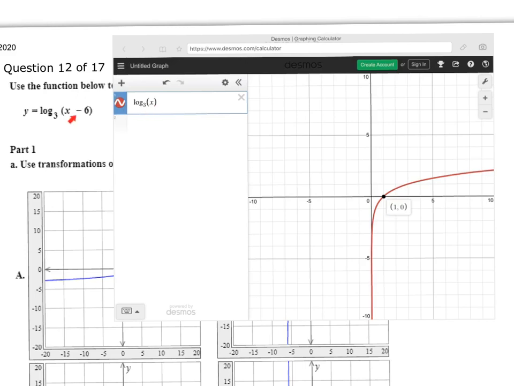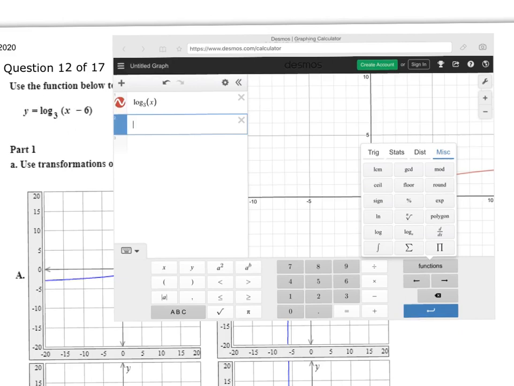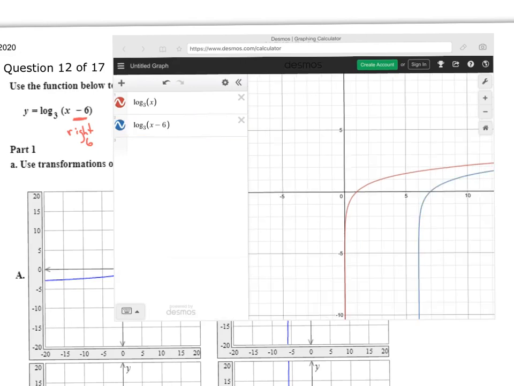But now notice what happens when I put that minus 6. Because this is happening to the x value, we've talked about this in the past. Let's go ahead and throw another log function in the mix, same base 3, but now x minus 6. And what you can see is, just as we noted before, this minus 6 is going to shift the graph 6 units to the right. That's what you're seeing here in our graph. Let me move this so you can see.